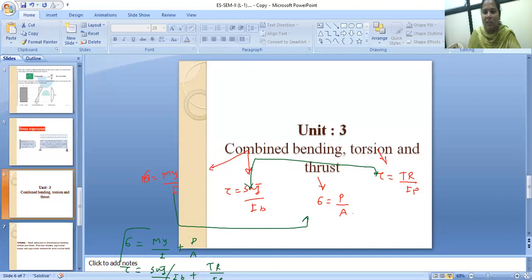In unit number 2, we have discussed how to convert normal and shear stresses into principal stresses. But in this unit, we will see what is combined effect due to bending, torsion, and thrust. Due to bending, two types of stresses will be generated, one bending stress and one shear stress. Due to torsion, only one shear stress will be generated, and due to thrust, meaning axial force, one stress is generated, that is normal stress, sigma, which is equal to force upon area. So this is unit number 3.